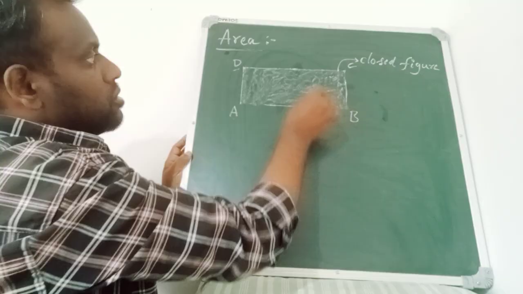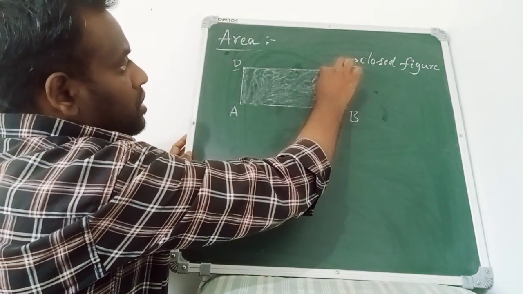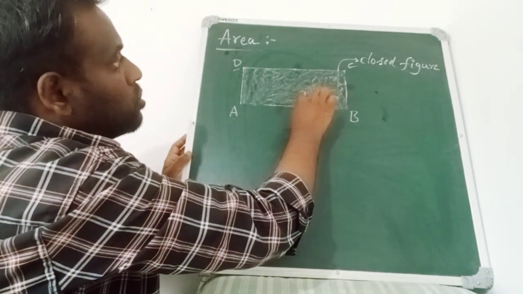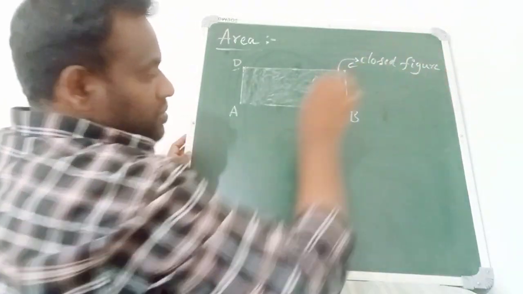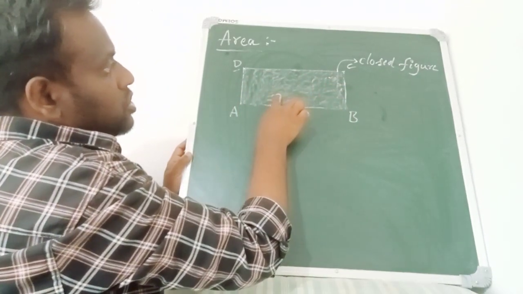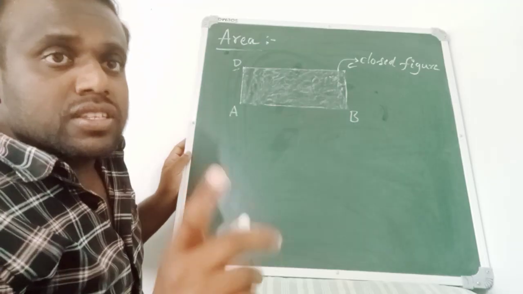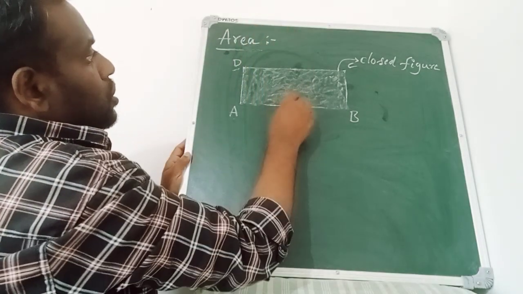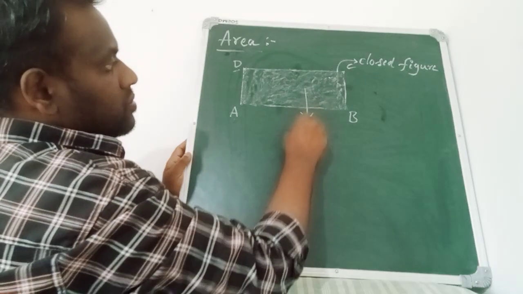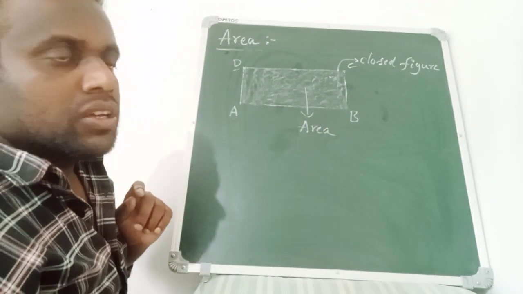enclosed by the, enclosed means, these are the boundary lines. Within those boundaries, this shaded part is there. So the amount of region enclosed by the closed figure is called the area. Whatever I have shaded now, this is the area.